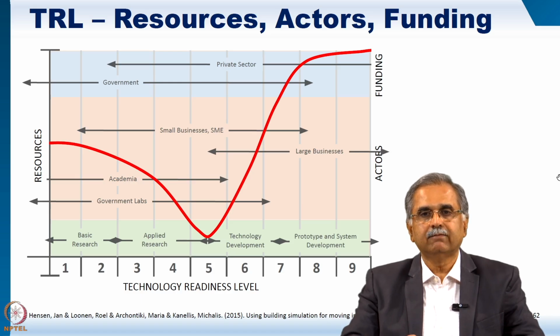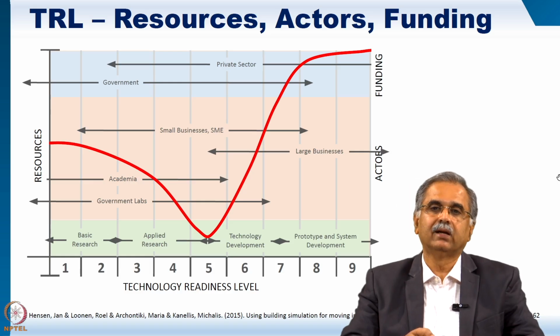What do you see in this graph? That basic research is normally done using public money, isn't it? In laboratories and at public institutions like government labs. But the private investors, like the large business houses, are only interested in the commercial aspect. They are not bothered about levels 1, 2, 3. They are bothered about 7, 8, 9.